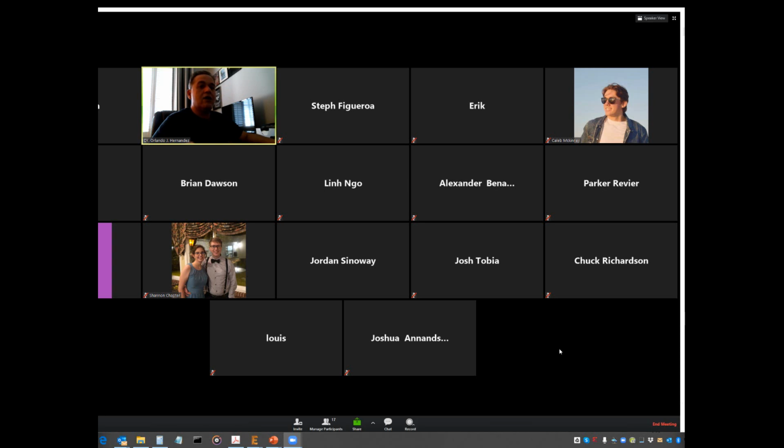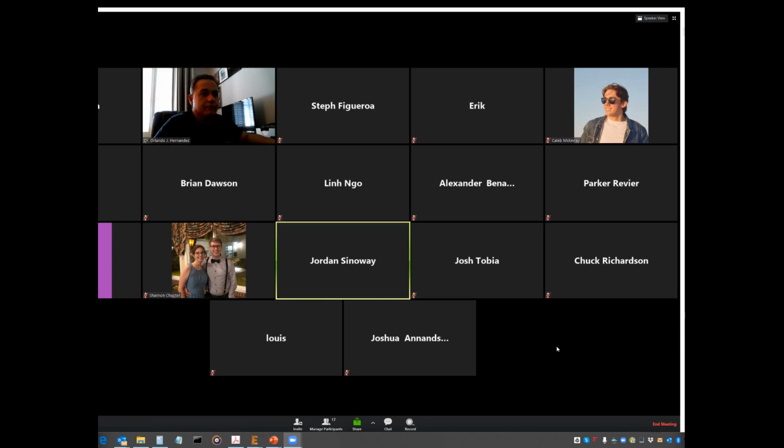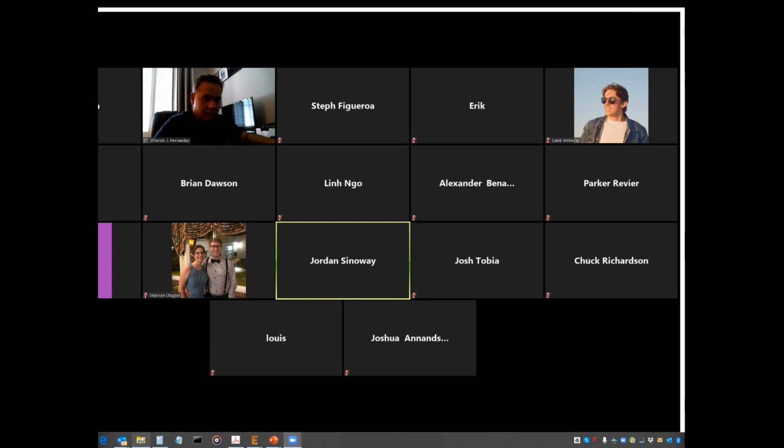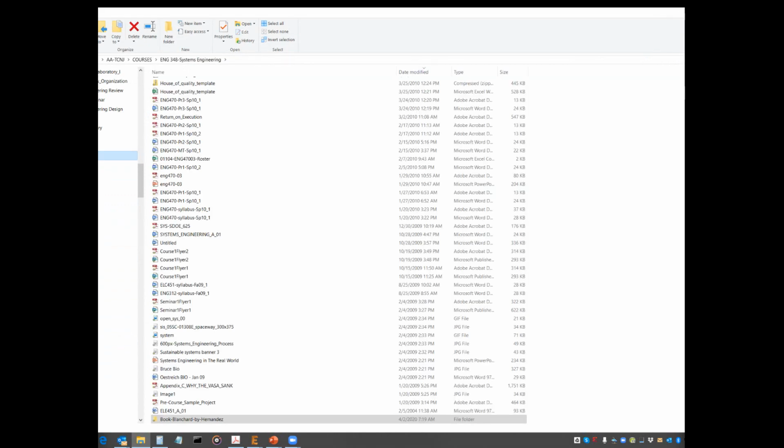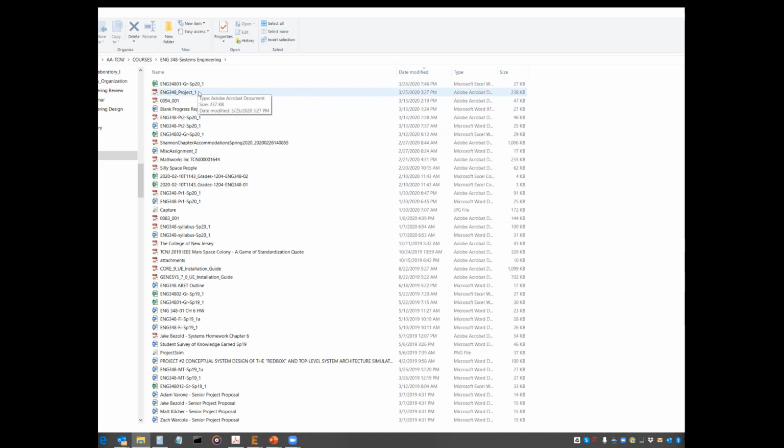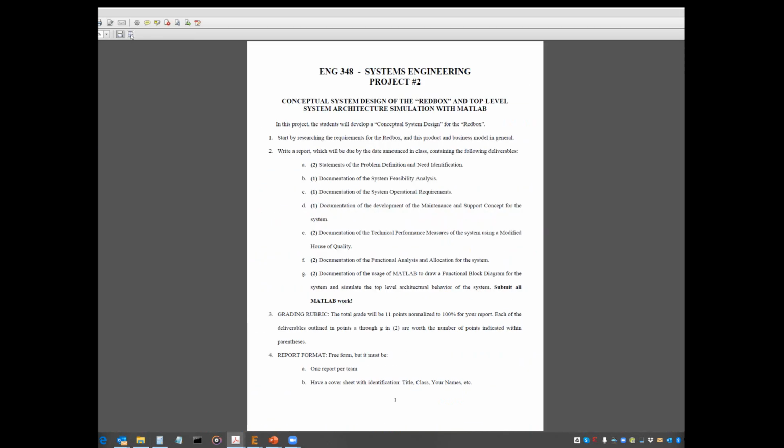Yeah, go ahead. This is regarding part F on project 2. This is for the documentation of the functional analysis for the system. I understand the component of that is the functional block diagram that is part G. But there's also a few other flow diagrams that are talked about in the book, and I was wondering if we should also do some of those flow diagrams as part of that documentation, or if we can just answer the questions that are necessary for that part.